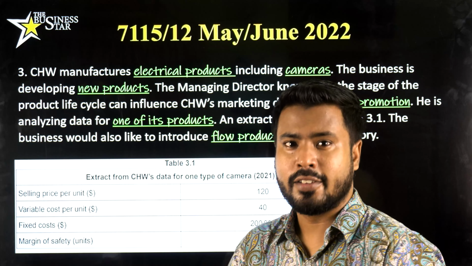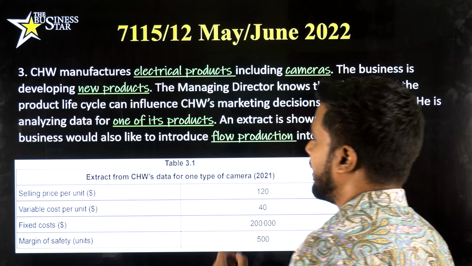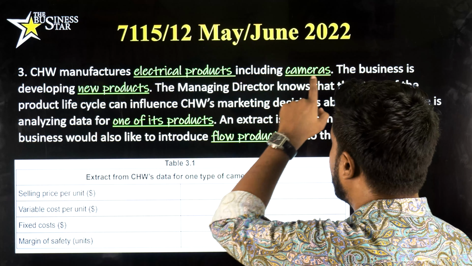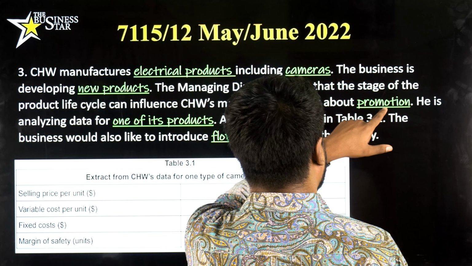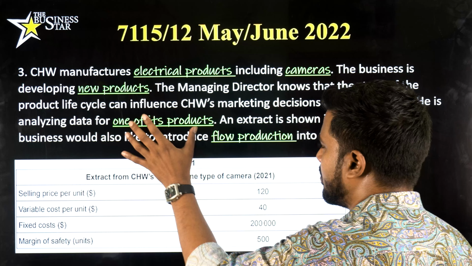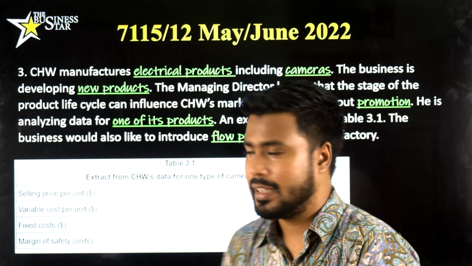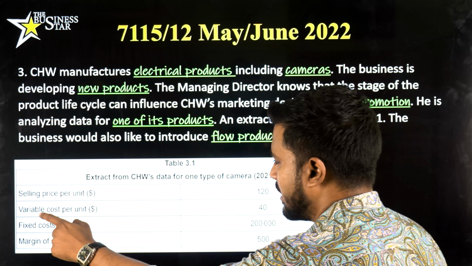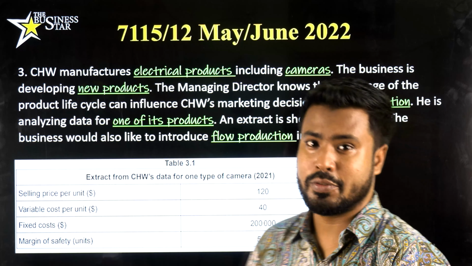So let's figure out and point out the applications we need to use while writing our answers. The first application is electrical products. The second one is camera. Third one is new products. Number 4 we have is promotion. Number 5, one of its products. And number 6, flow production. Okay, and also an extract is given where we can see the selling price of the camera, the variable cost, the fixed cost, and the margin of safety. So let's start with the first question.